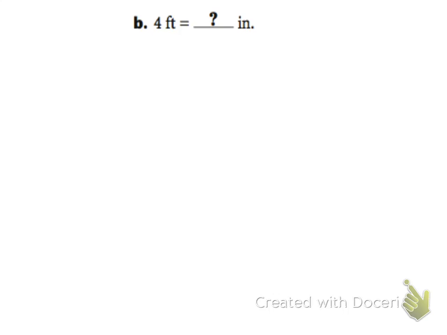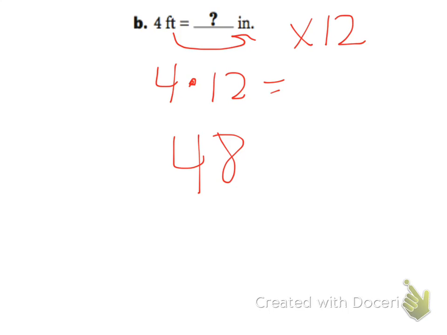This one, you're going from feet to inches. My number should be larger. There's 12 inches in a foot, so I'm going to multiply by 12. 4 times 12 equals 48. So your answer should have been 48 inches right here.